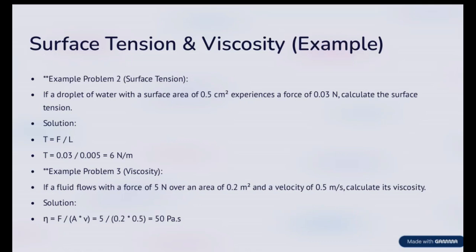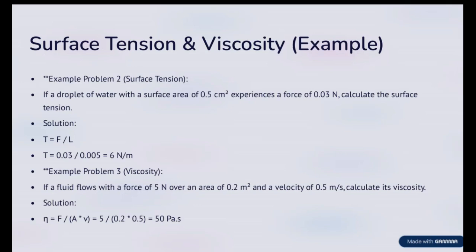So let's move on to the second example. If you solve this, putting our force to be 0.3 from the question, and putting our area now to be this one divided by 1,000, we get 0.005. So when we solve that, our final answer will be 6 Newton per meter as the surface tension of that material, of that liquid.